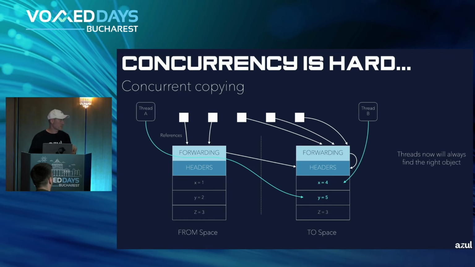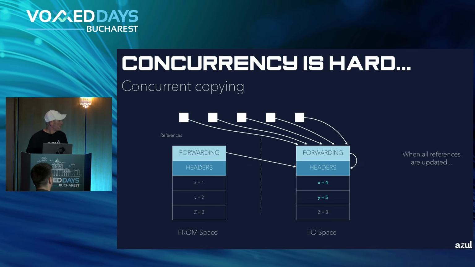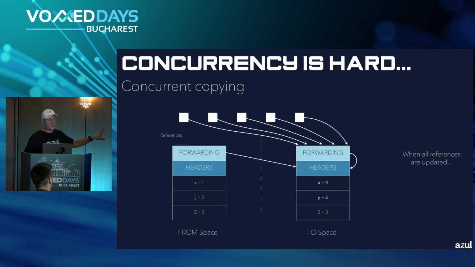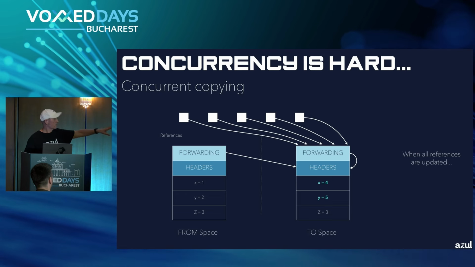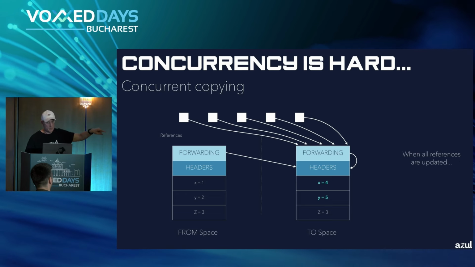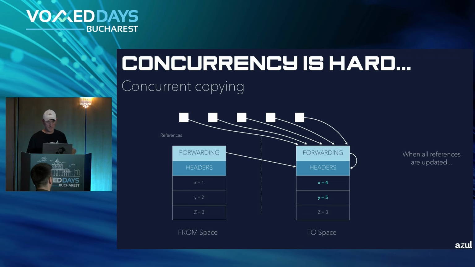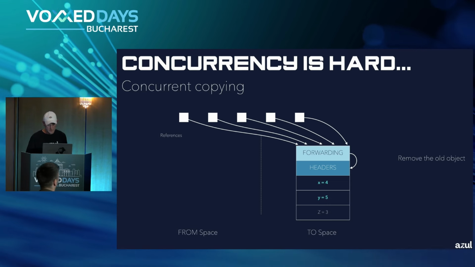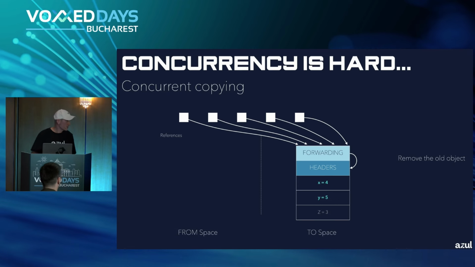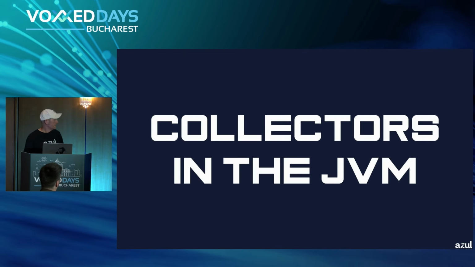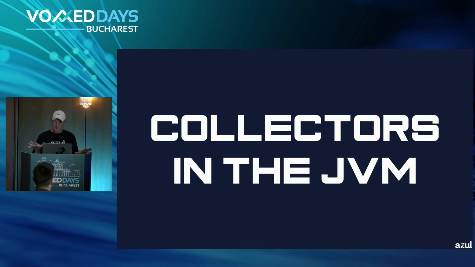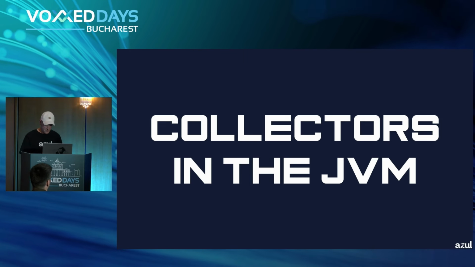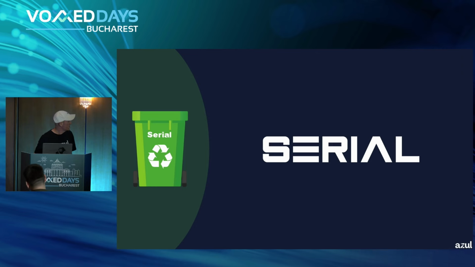And concurrent marking is a different story. But we won't go through that. And again, we have to keep the old object until all the references are updated, because this contains the forwarding pointer, right? So we need that for updating the references. And then we can remove it, and then we can continue. Okay, this is concurrent copying, and this should be enough for the hard part. So now let's take a look at the stuff that is available in the JVM, so you should have a better understanding.